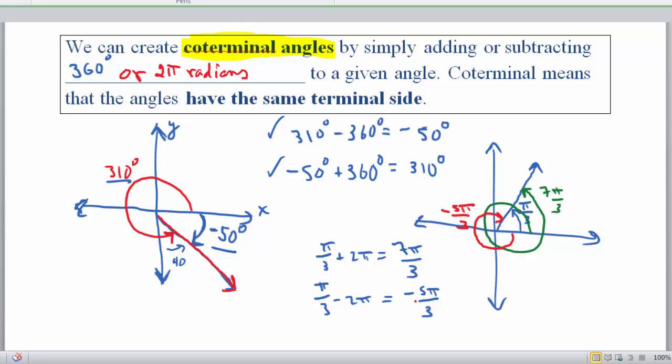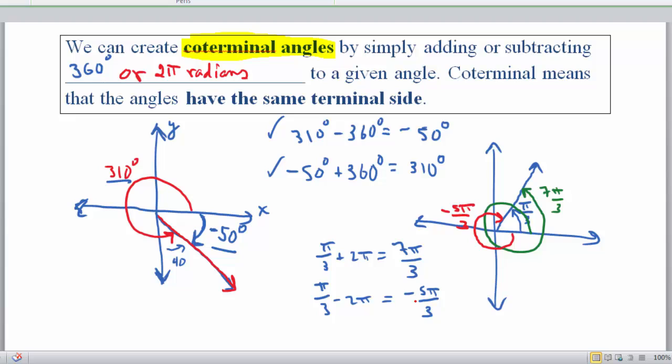So are those the same angle? Depends on what you mean by that, right? They're coterminal angles because they share the same terminal side, but they actually have different angle measures, right? One would be pi over 3, one would be 7 pi over 3, and one would be negative 5 pi over 3. But those are coterminal angles.